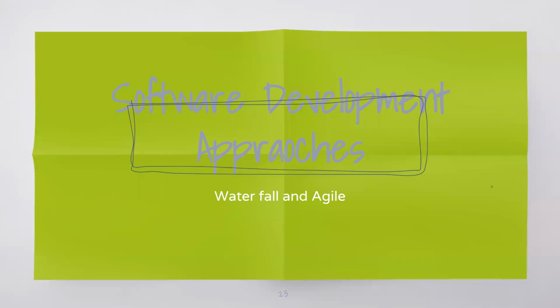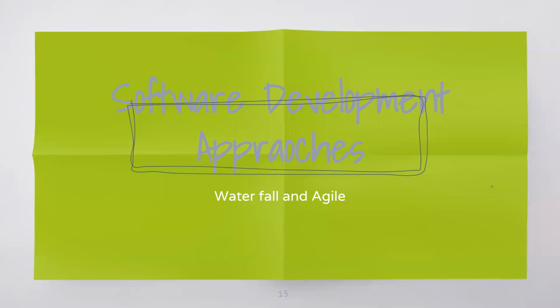So earlier on, I mentioned that there's what we call the software development life cycle. The software development life cycle are the various stages that a software goes through before it comes out. But there's also what is referred to as the software development approaches. It's similar to the software development life cycle. It's just how the software is built.